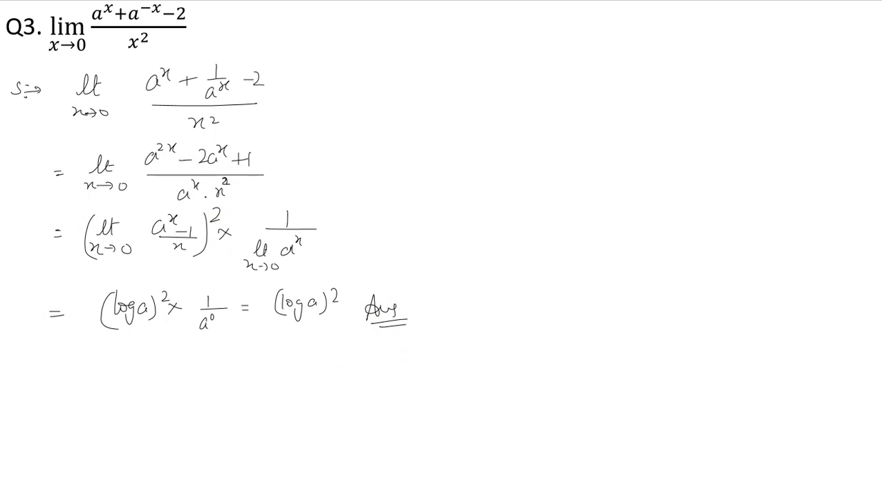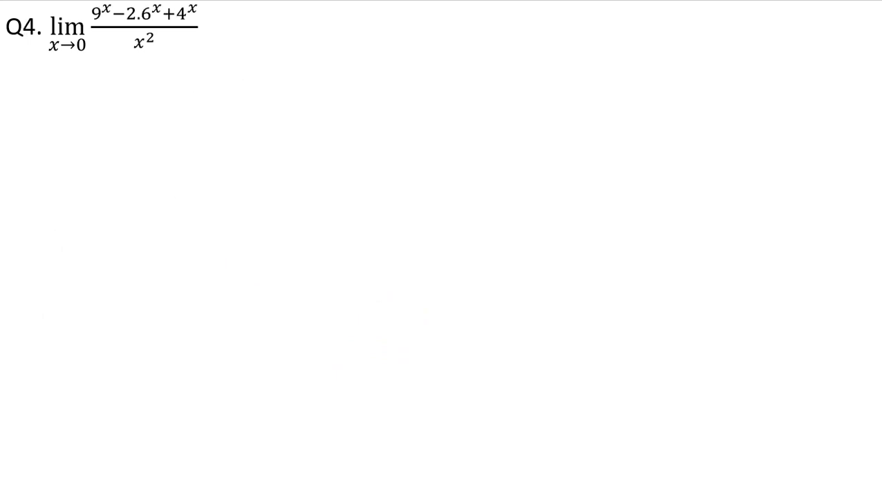Let's move to next question. Question number 4. So here again we are going to factorize the numerator. This is limit x approaches 0. 9 power x can be written as 3 power x square. Look, 9 is 3 square whole power x, so we can interchange the parts.